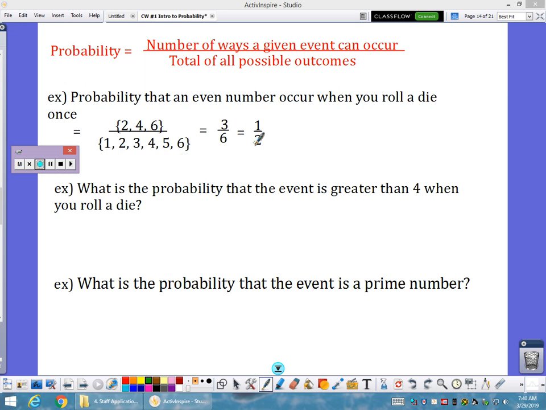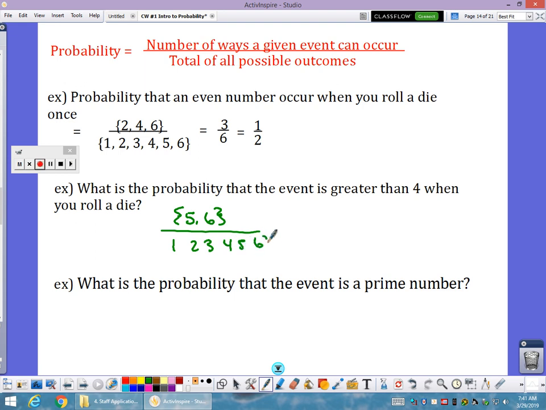What is the probability that an event is greater than 4 when you roll a die? So greater than 4 doesn't include 4. So 5 and 6 out of 1, 2, 3, 4, 5, 6. I'm almost done. I'm sorry. All right. So that would be 2 out of 6, or 1/3. All right. What is the probability that an event is a prime number?